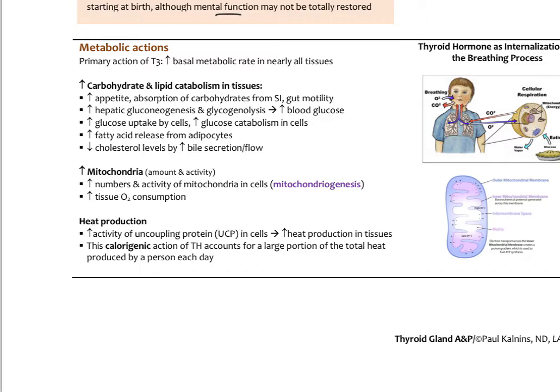It increases the production of glucose via gluconeogenesis and breakdown of glycogen, glycogenolysis in the liver, and that will increase blood glucose. It increases glucose uptake by cells and also the catabolism of the glucose in the cells, and then increases fatty acid release from adipocytes, fat cells. It decreases cholesterol levels by increasing bile secretion flow. So one of the effects of hypothyroidism is actually hypercholesterolemia.